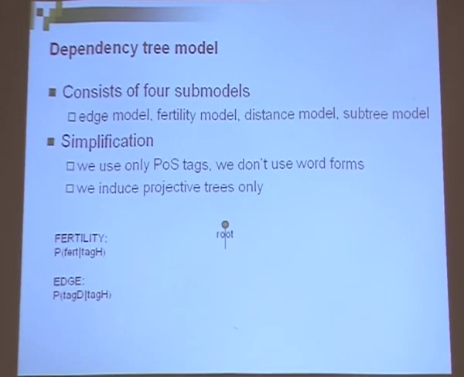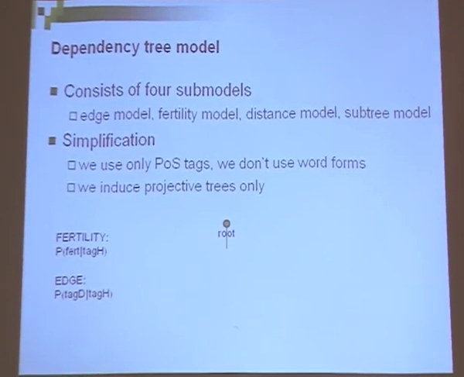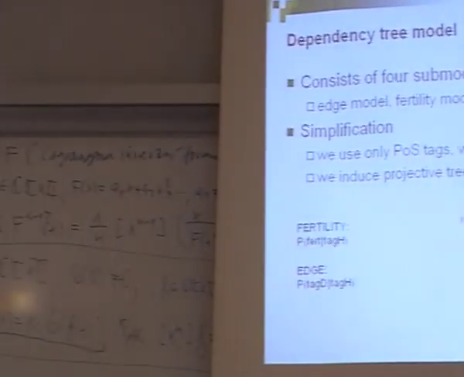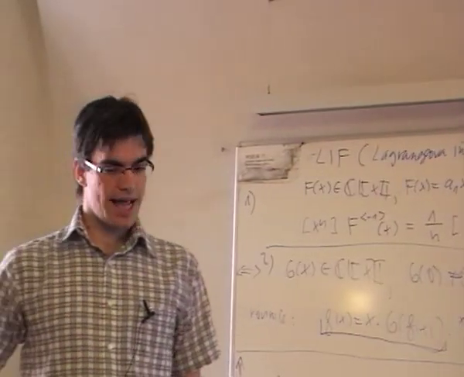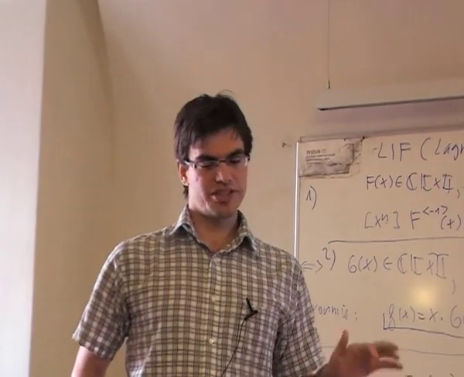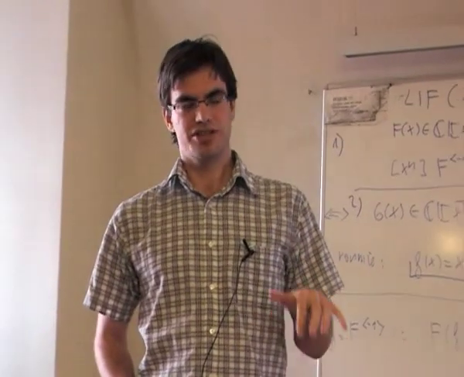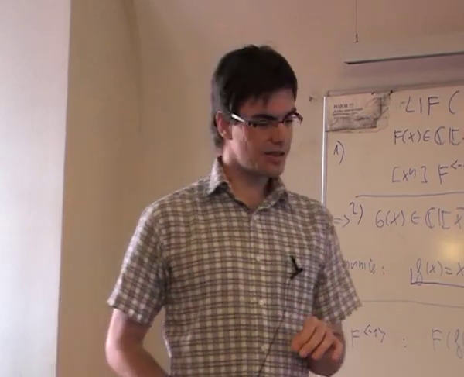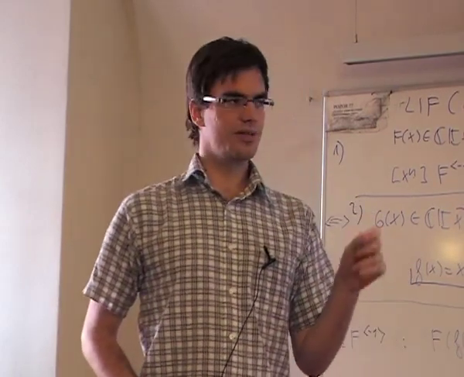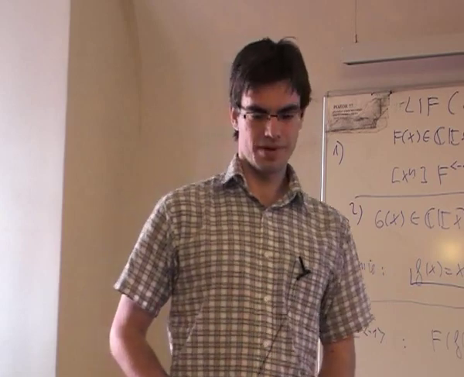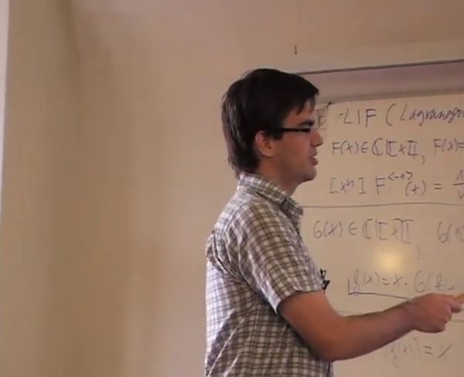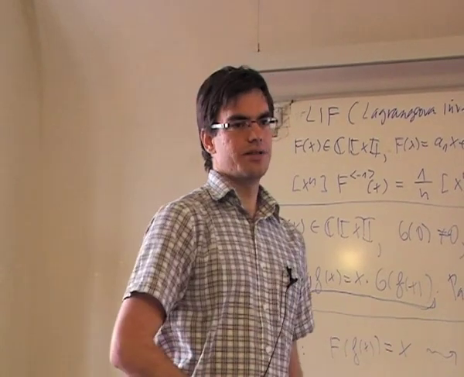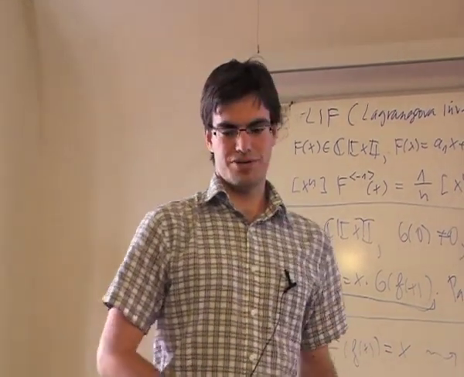My generative story is that first I have a root. I will generate the head of the sentence. And after generating every node, I will first generate its fertility, which is the number of its children, the number of children which are on the left, and the number of children which are on the right. And then I will generate the individual children. So the fertility will generate the number of children, and the edge model will generate the individual part-of-speech tags of individual nodes.